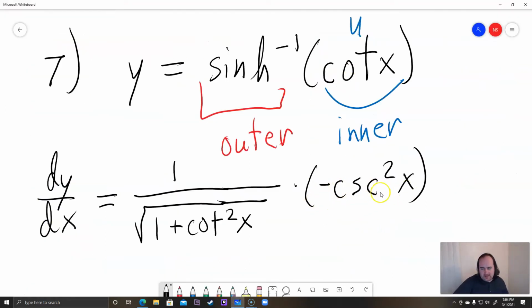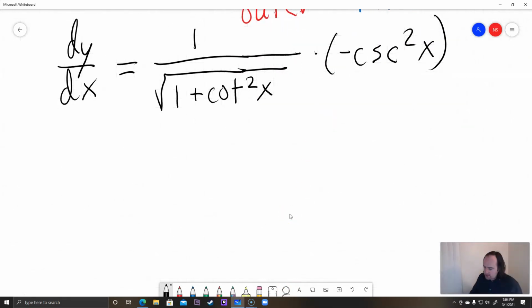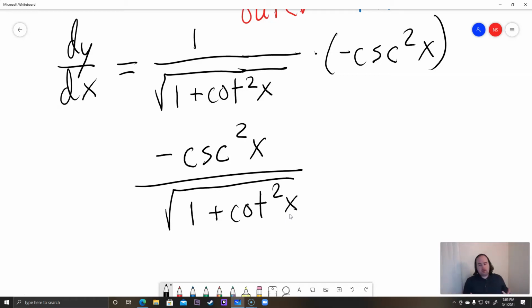Okay, so here that's going to be negative cosecant squared of x. Now, even though this is very similar to the problem we just did, I did want to show you how to simplify this. So how do we simplify this? Well, on the top, we do have a negative cosecant squared of x, and on the bottom, we have the square root of 1 plus cotangent squared of x. Now you might think that you would leave your answer like this, but that isn't how they left their answer on MyMathLab. So what can you do here to simplify this?